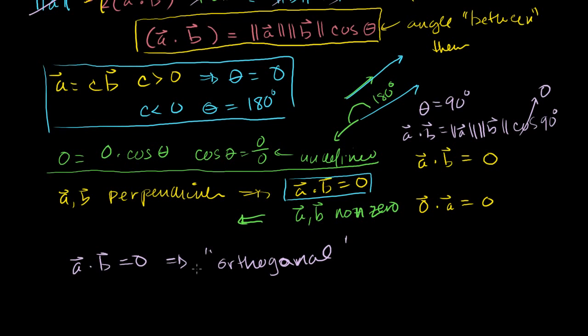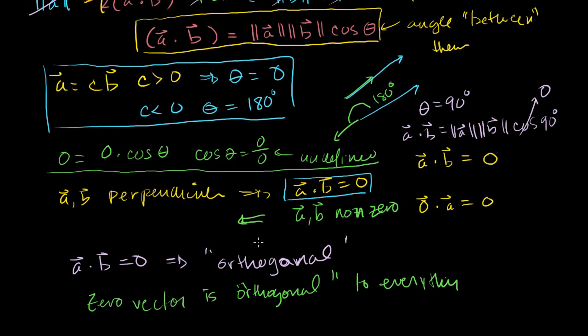But this is kind of a neat idea. This tells us that all perpendicular vectors are orthogonal. And it also tells us that the 0 vector is orthogonal to everything else, even to itself. The 0 vector dot the 0 vector, you still get 0. So by definition, it's orthogonal.